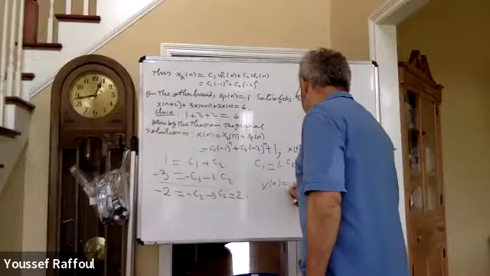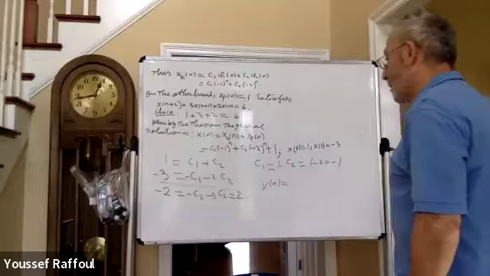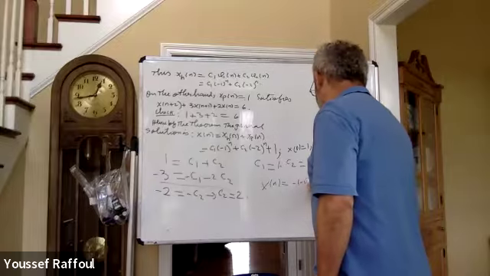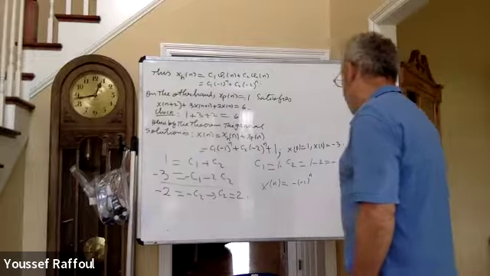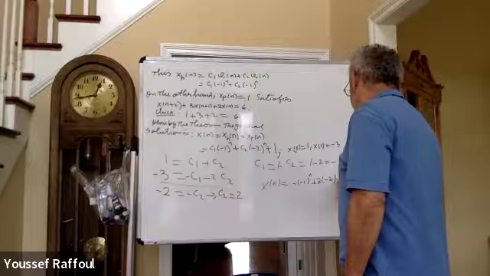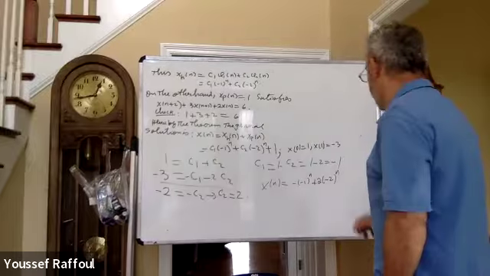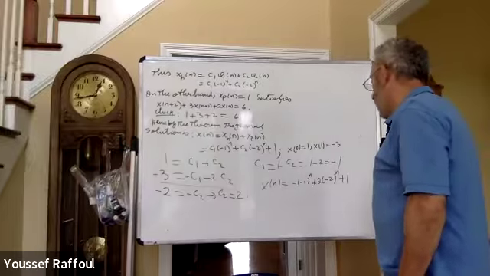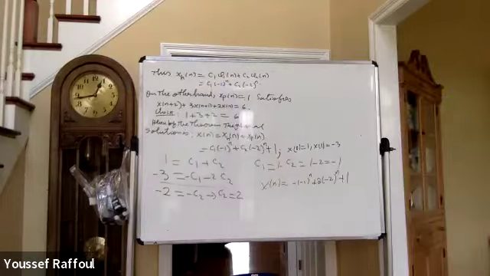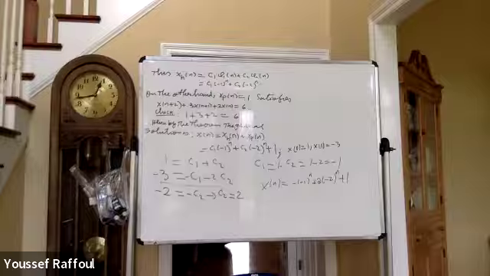Finally, xn is c1, which is minus 1, times minus 1 to the n, plus c2, which is 2, times minus 2 to the power n, plus 1. Any questions?